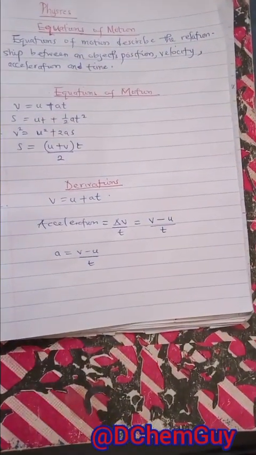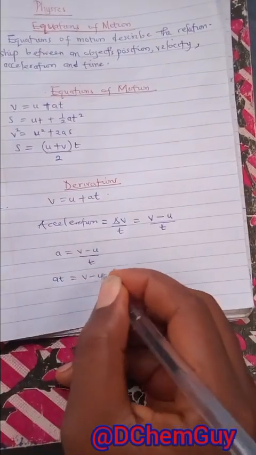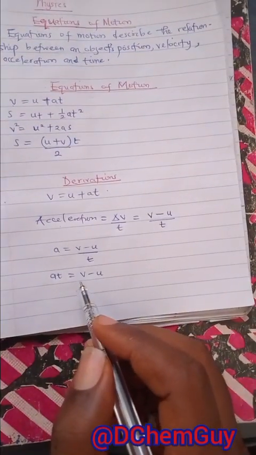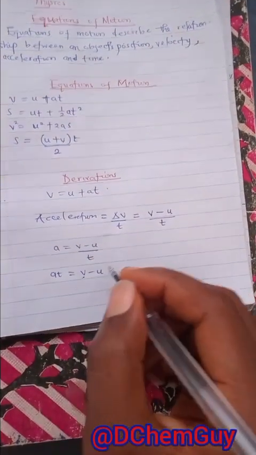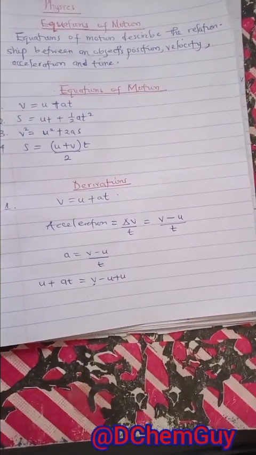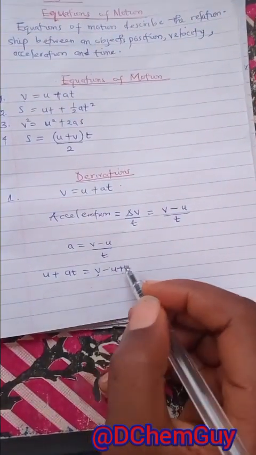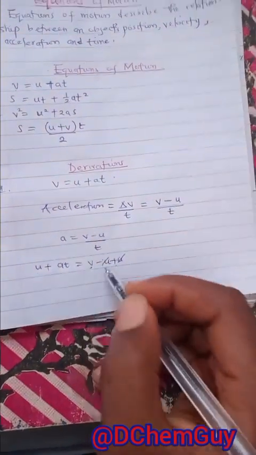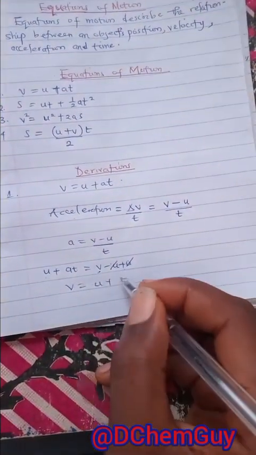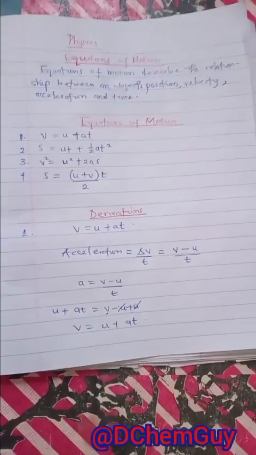Okay, so if we cross multiply, we are going to have at equals v minus u. Now, our aim is to make v the subject of the formula. So what do we do? If we add u to both sides, we have minus u plus u, which cancels out. Then we have v equals u plus at. So this is how to derive the first equation of motion.